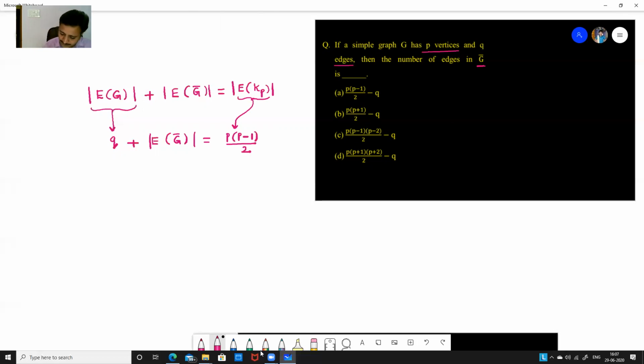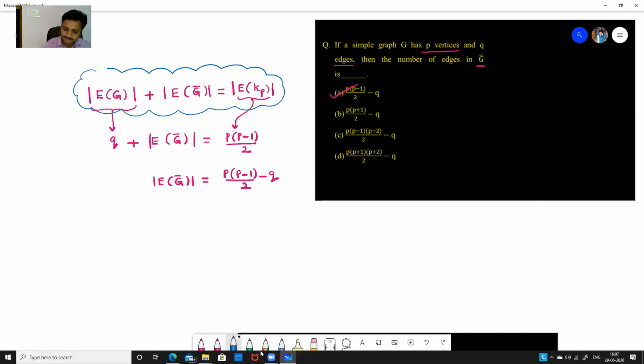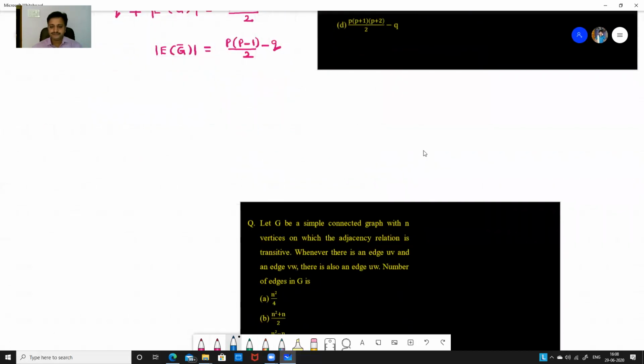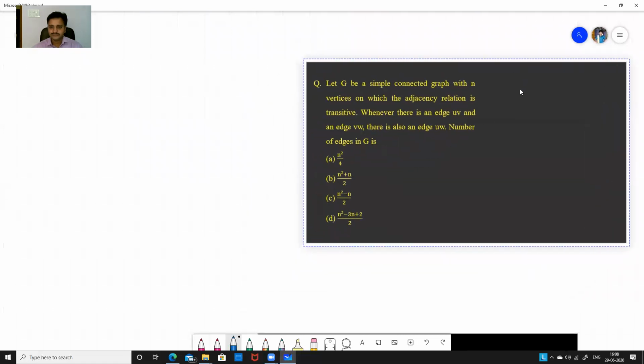Okay. Now I want to find number of edges in G bar. Which equals, just bring q to the right side, p into p minus 1 by 2 minus q. Okay, so therefore the correct answer for this question is A, right? The basic principle which we applied for solving this question is complement of a graph. Number of edges in G plus number of edges in G bar is equal to number of edges in complete graph, right? Next problem.